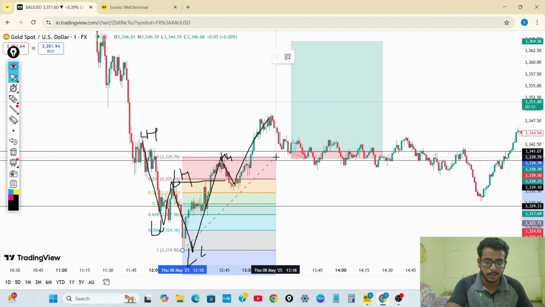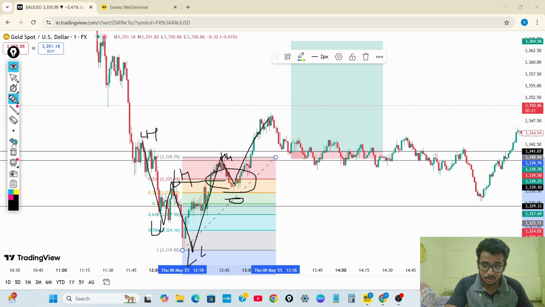I noticed that there is no proper retracement here. If you see, there is no proper retracement. I only consider a retracement if it comes into this zone. That is my retracement zone. So there was no proper retracement here.